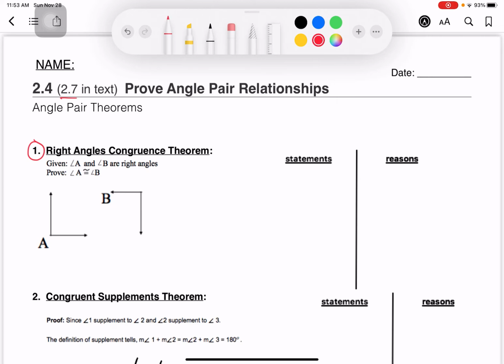All right, so the first thing we're going to prove is the right angles congruence theorem. Let's just go ahead and start with what's given. What was given here is that angle A and angle B are right angles. Okay? How did I know that? I was given that information. Okay, step 2. What does it mean to be right? Well, it means to measure 90 degrees, right?